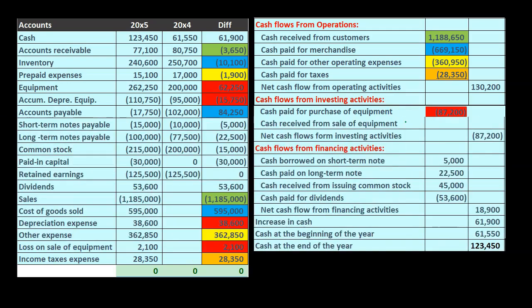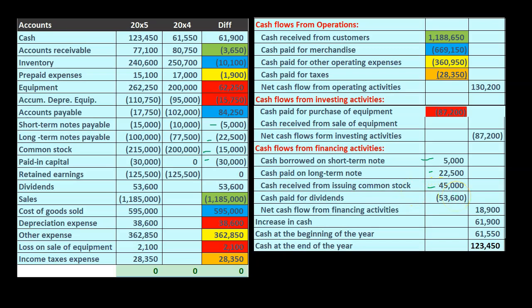Now, most of the rest of this stuff is going to be similar to what we did on the indirect method. So remember, the main difference is going to be the cash flows from operations. And then the equipment, of course, is that kind of messy account because we have the income statement accounts. We have some differences there on the equipment. When we look at the rest of these numbers, we're basically pulling over these numbers in a similar fashion as we did in the indirect method. So I'll leave those accounts there.